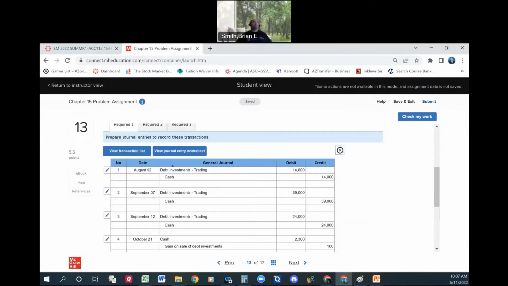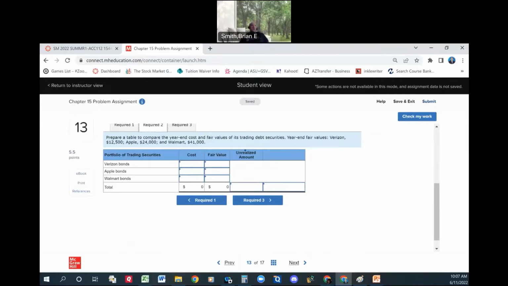All right, so prepare a table to compare the year-end cost and fair values of the trading debt securities. Then it gives us the amount of our fair value for each company. So let's go to Verizon.